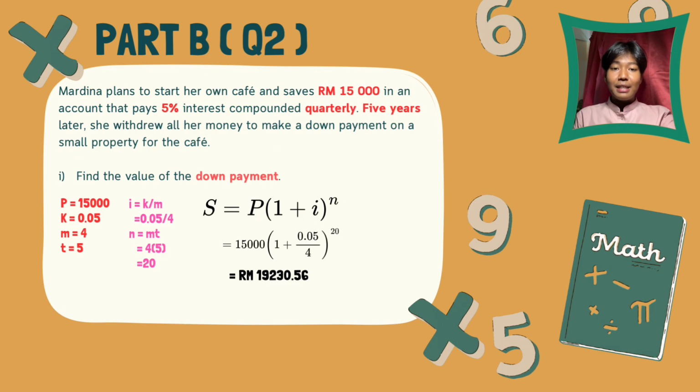Next, we need to find the i, which is i equals 0.05 divided by 4. Second, we need to find n, which is n equals 4 times 5, and we got 20. After we got all the information, we insert it into the compound amount formula, which is S equals P bracket 1 plus i close bracket to the power of n. After we substitute all the values, we got the final answer, which is RM19,230.56.